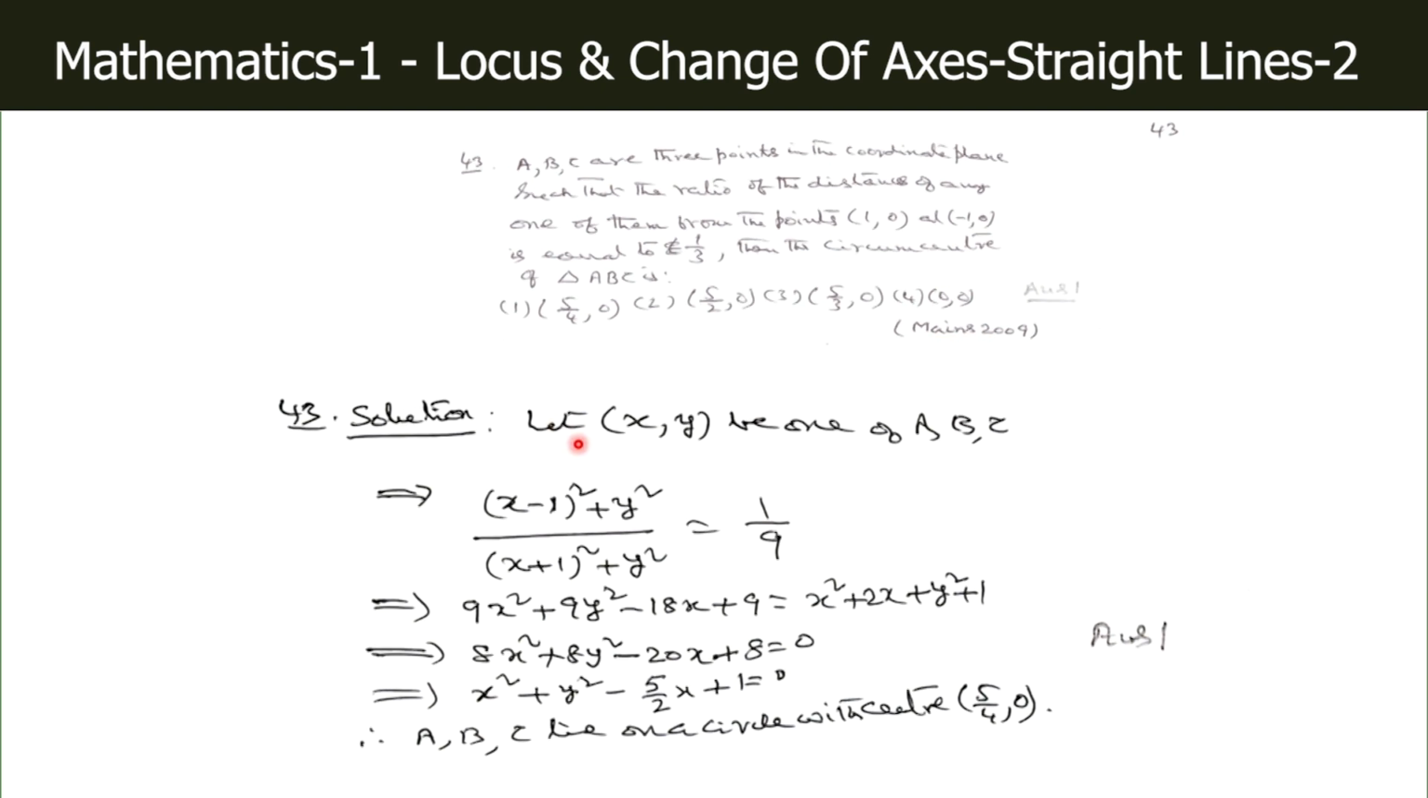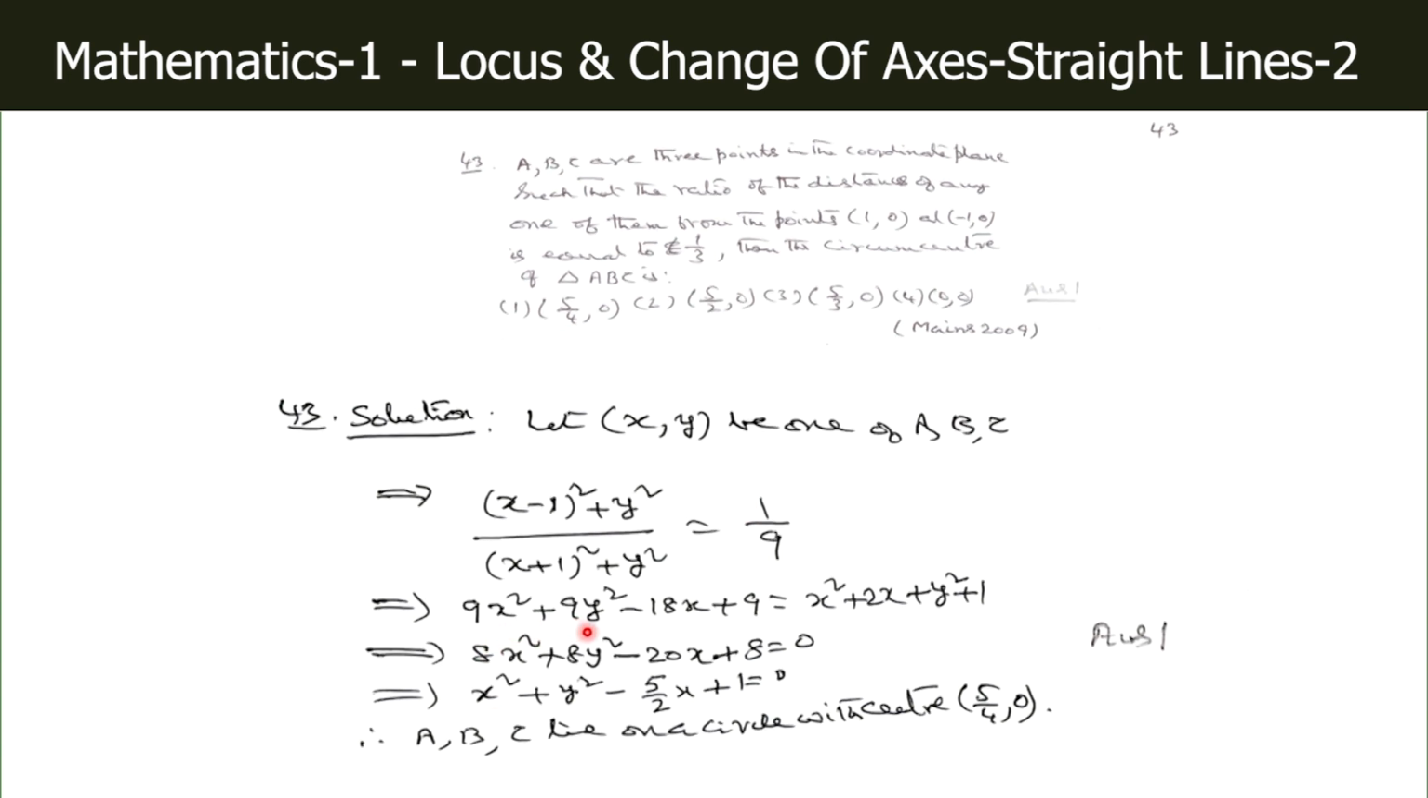Now, coming to the solution, suppose (x, y) are the coordinates of one of the three vertices of ABC. Then by hypothesis, ((x - 1) square + y square) by ((x + 1) square + y square) is equal to 1 by 9. Here (x - 1) square + y square is the square of the distance from (1, 0), and (x + 1) square + y square is the square of the distance from (-1, 0). So the ratio is equal to (1/3) whole square, which is 1 by 9.